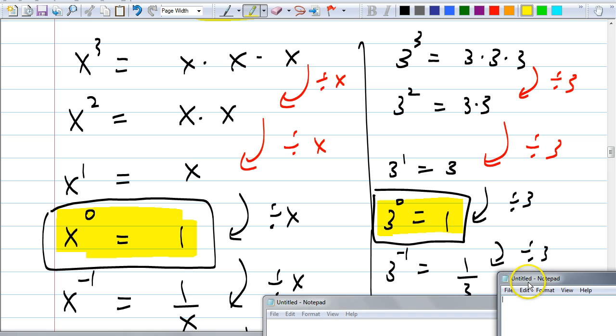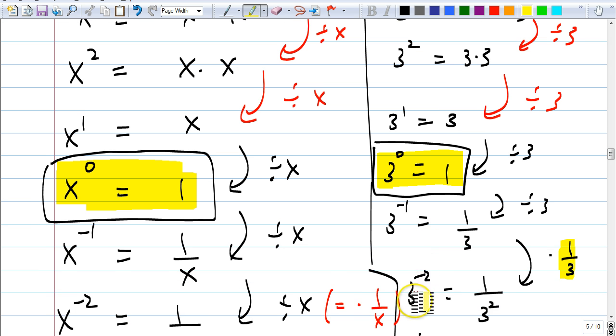1 over 3. Let's move on. What's 3 to the negative 2 power? You divide 1/3 by 3, right? The same thing as dividing by 3, correct? Dividing by 3 is the same thing as multiplying by the reciprocal, which is 1/3. So you get 1 over 9, which is 1 over 3 to the second.